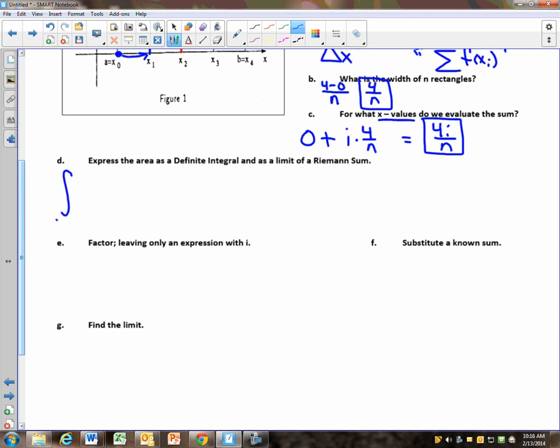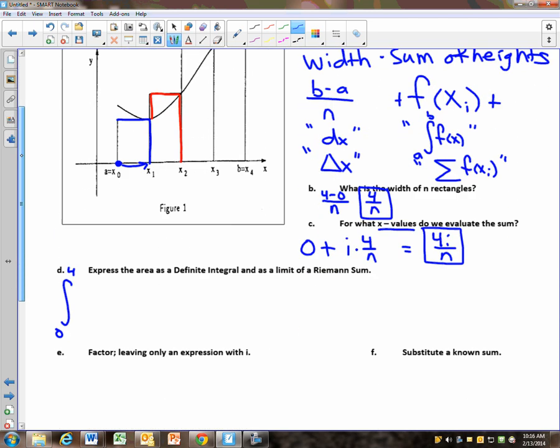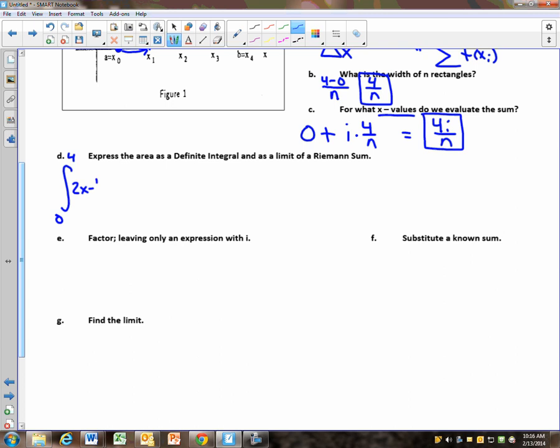Okay, definite integral from 0 to 4 of 2x minus 1/2 x squared dx. So the sum of the heights times the width is equal to the limit as n goes to infinity of the sum from the first width of the rectangle to n of f of 4i over n times 4 over n.